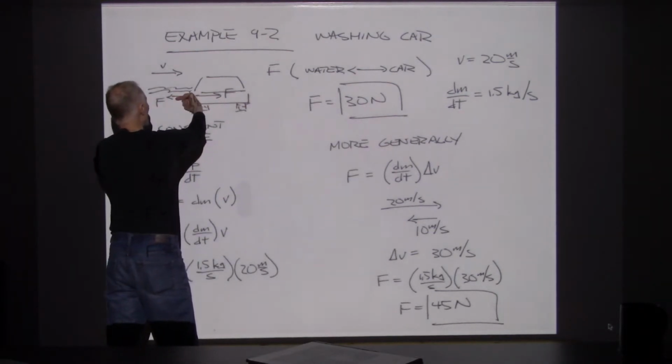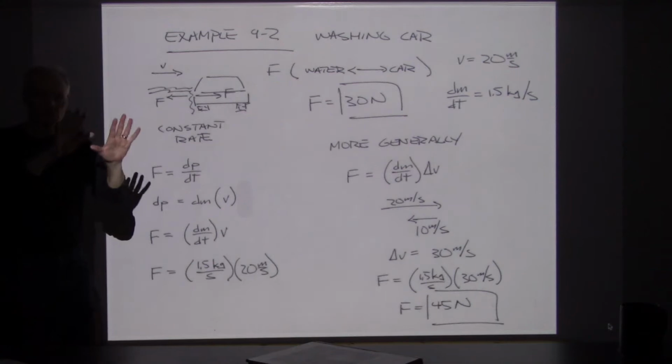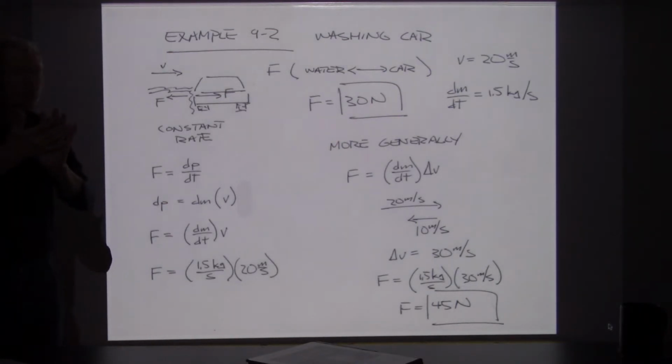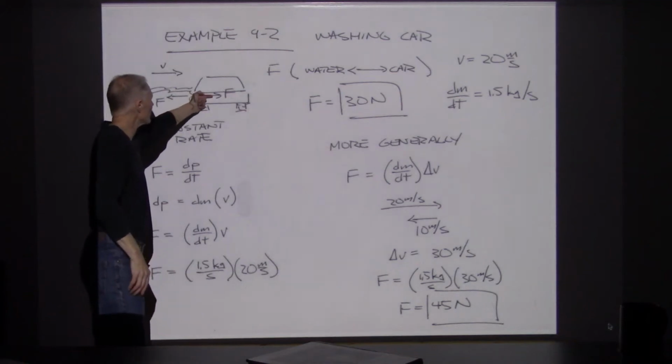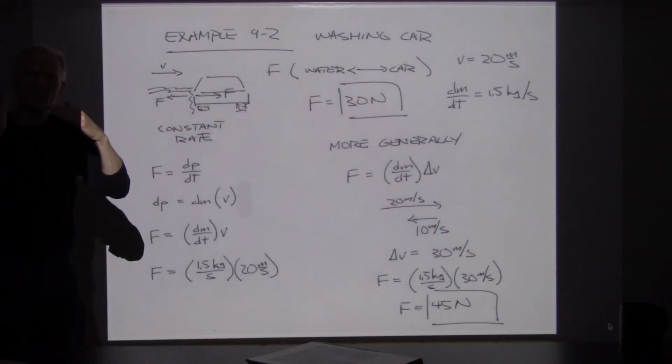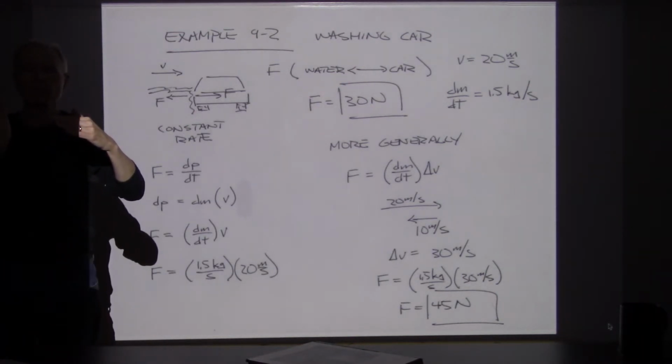The 30 newtons on the water is enough to slow down the water that's coming in. So it's a steady force of 30 newtons, and it's continually slowing the water as it arrives. Now, 30 newtons in the other direction is pushing on the car. So the car, I don't know, maybe it's tipped up a little bit because of that 30 newtons. That's about 6 or 7 pounds of force.